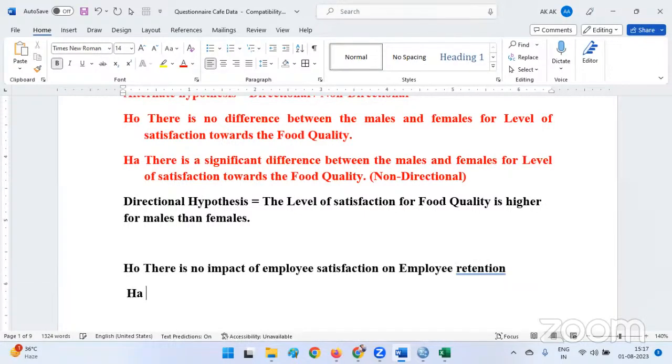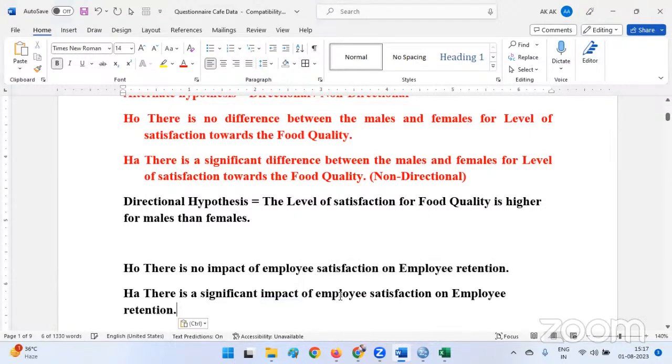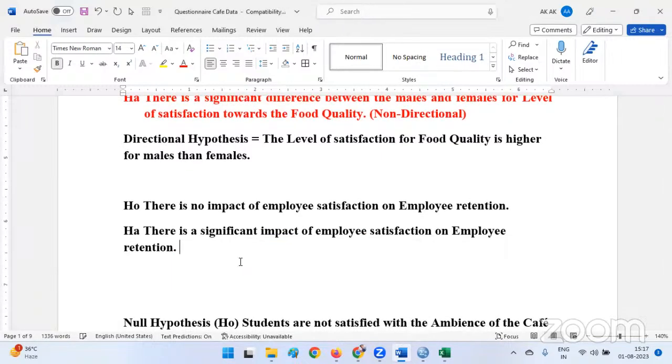When we make an alternate hypothesis, I am interested in positive impact only, not negative impact. So if I write a hypothesis, there is a significant impact of employee satisfaction on retention, this is a non-directional hypothesis, because the impact can be either positive or negative.